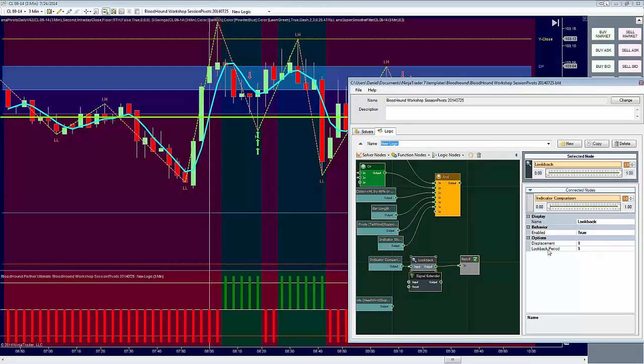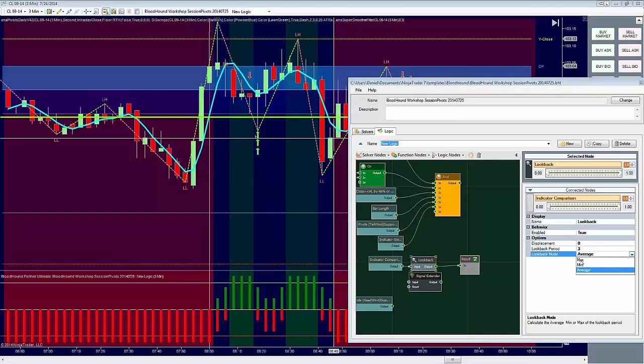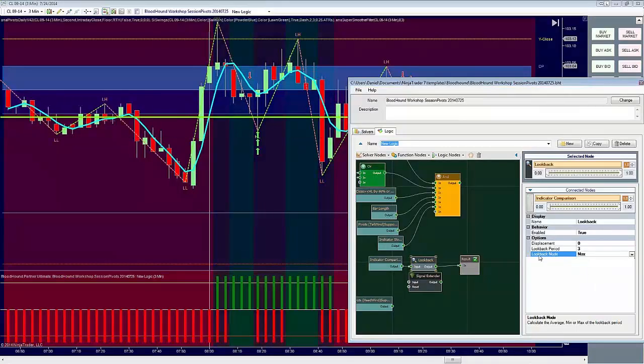By default, all it does is displace by 1 bar. But we don't want to displace it necessarily. We want to simply allow for extending the signal forward. So in order to extend it forward, we set the mode to max.